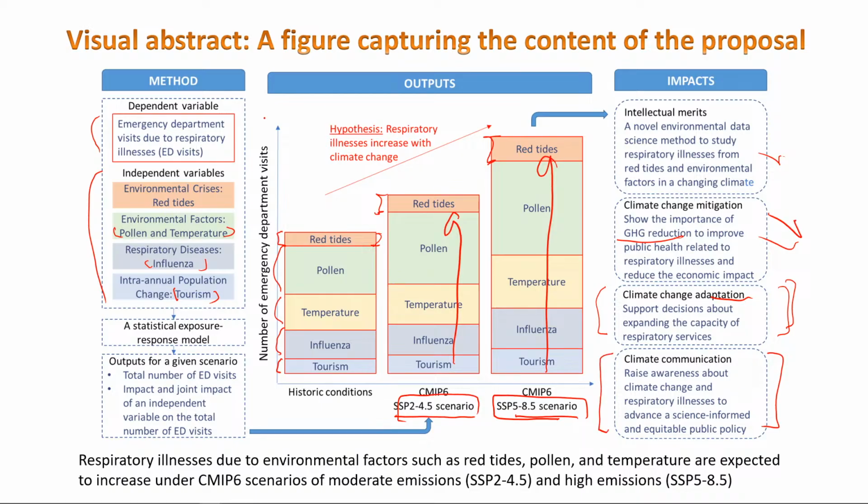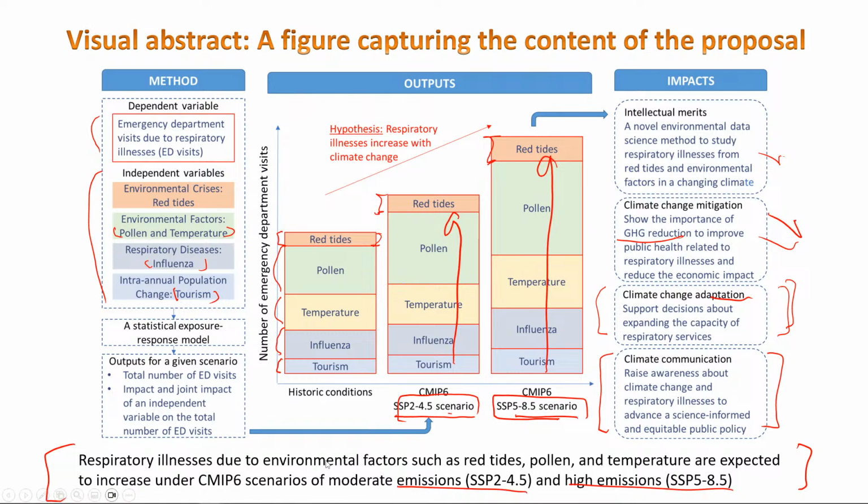You cannot understand this big image without reading all of this. But this is what I want to show you. The conceptual figure needs to have text with it to explain that respiratory illness due to environmental factors such as red tide, pollen, and temperature are expected to increase under the CMIP scenarios for moderate emission, like here, and high emission.